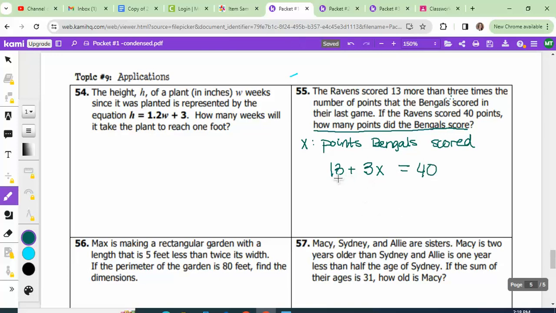Now this is an equation. So subtract over our 13. Divide by 3. So x is 9. So they scored 9 points. So if there's something we don't know, we can write an equation to solve it.